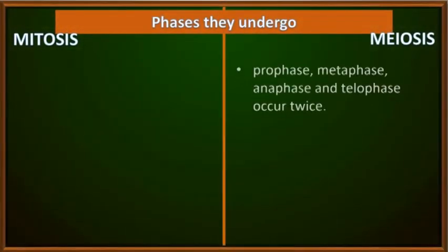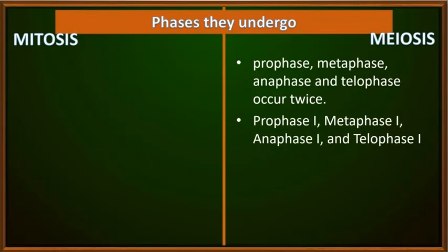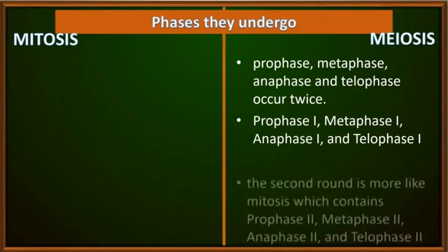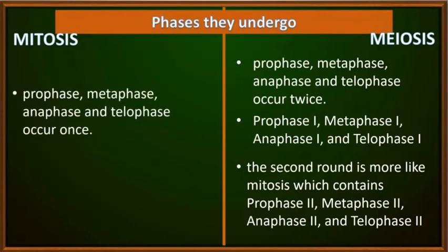In meiosis, prophase, metaphase, anaphase, and telophase occur twice. The first round of division is special, which contains prophase 1, metaphase 1, anaphase 1, and telophase 1. And the second round is more like mitosis, which contains prophase 2, metaphase 2, anaphase 2, and telophase 2. In mitosis, prophase, metaphase, anaphase, and telophase occur once.